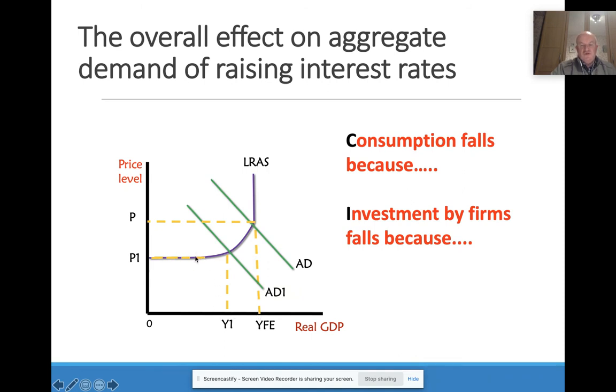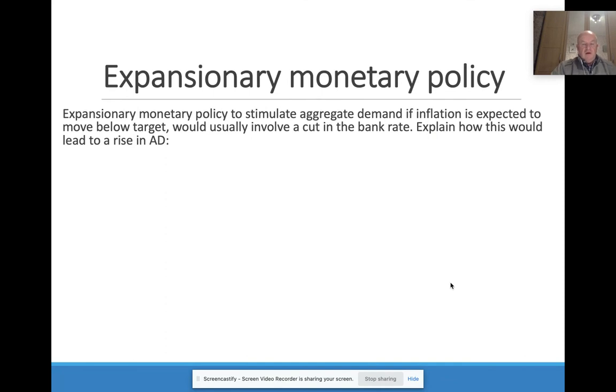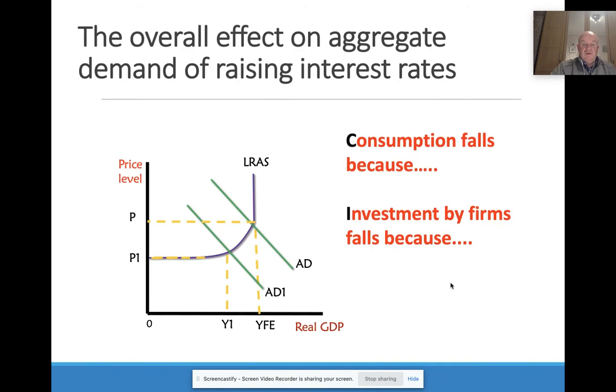Okay, so interest rates in this instance have had their desired effect. By raising interest rates, we've reduced aggregate demand, and as a result, we dampen demand and also reduce the overall price at the equilibrium point where we change from AD to AD1. If we're talking about raising interest rates, we're effectively attempting to deflate the economy.